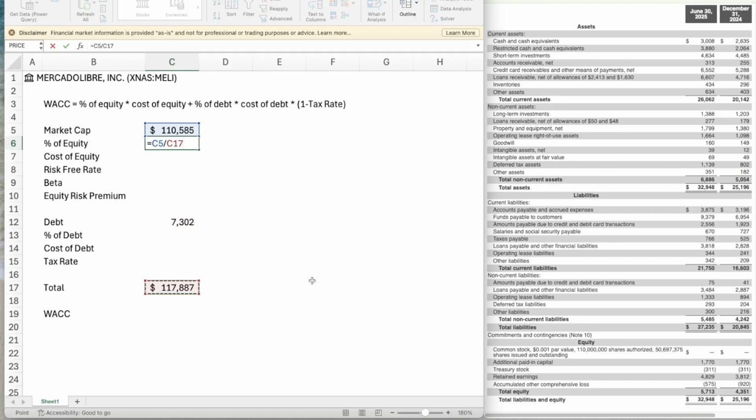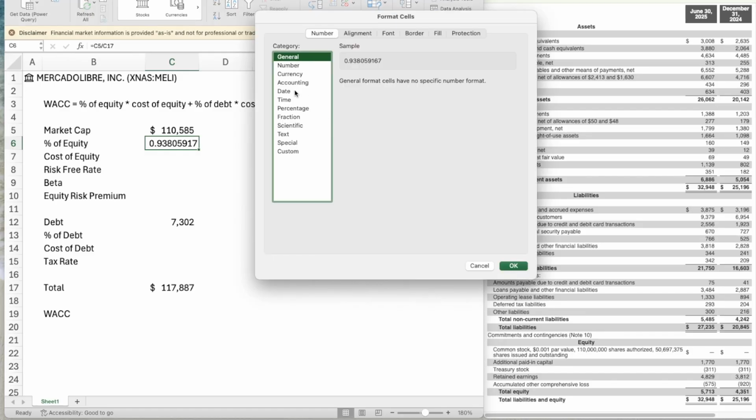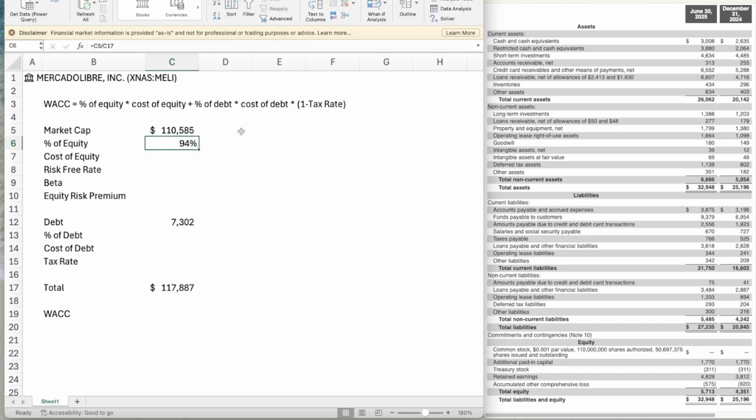There we work out our percentage of equity as the market cap divided by the total, and that's 93%. We'll just format it into a percentage. And for the debt, you just take the debt and you divide it by the total there. And just format it like that.